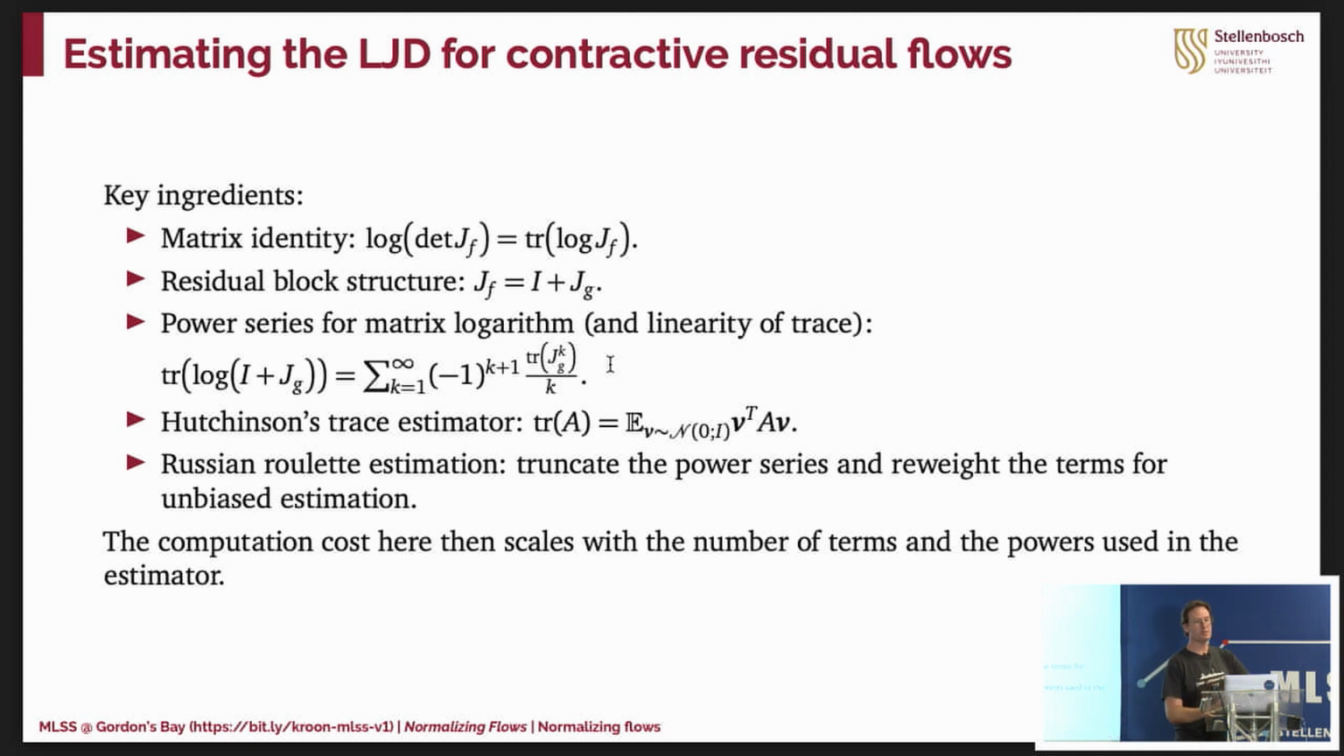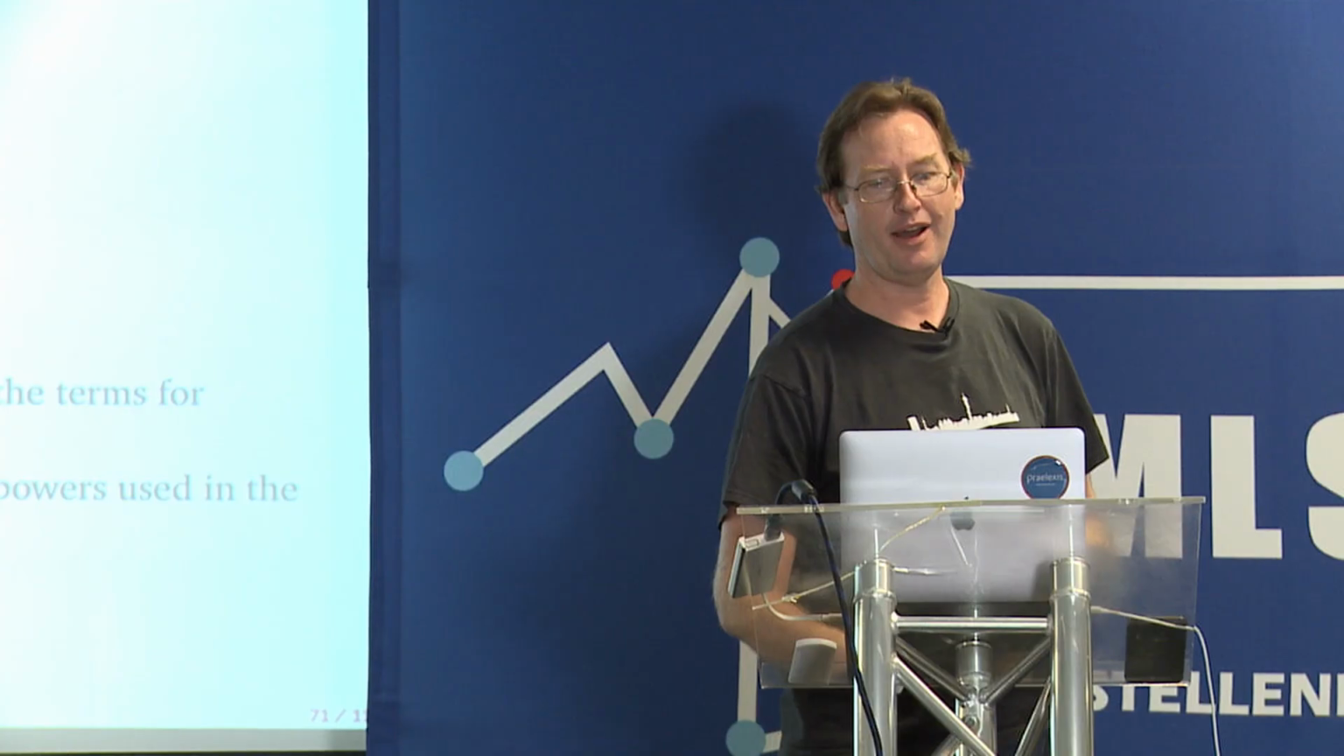But let's just consider a specific term in this. Well, minus 1 to the power, that's easy. Dividing by k is easy. We want the trace of this power of a Jacobian. That's a bit more involved. And if you're paying attention, you'll say, hey, but we don't want to work out powers of Jacobians because that's expensive.